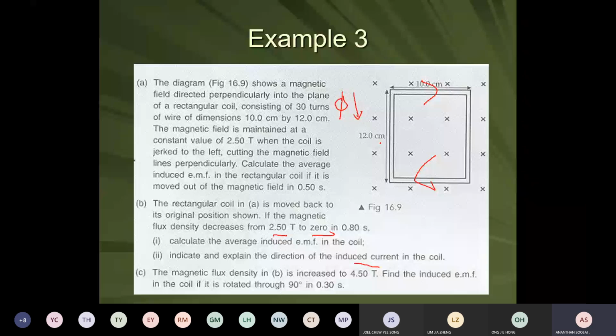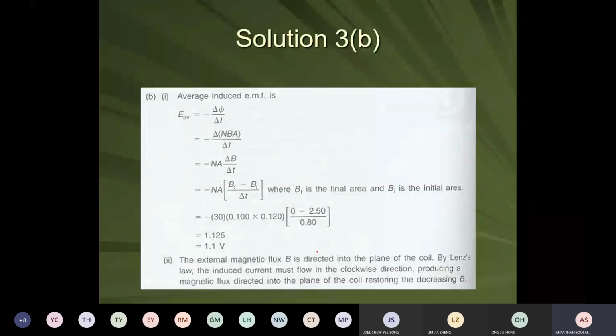Okay, so the external magnetic field is directed into the plane of the coil. By Lenz's law, the induced current must flow in the clockwise direction, producing a magnetic flux directed into the plane of the coil, restoring the decreasing magnetic field. So it opposes the change. I hope you understand the wording.